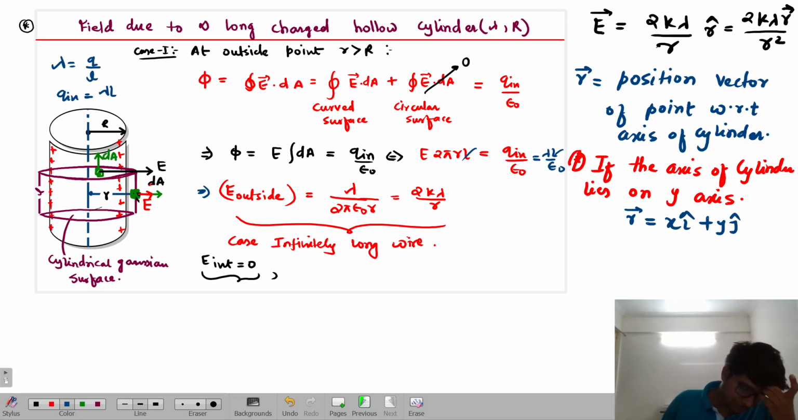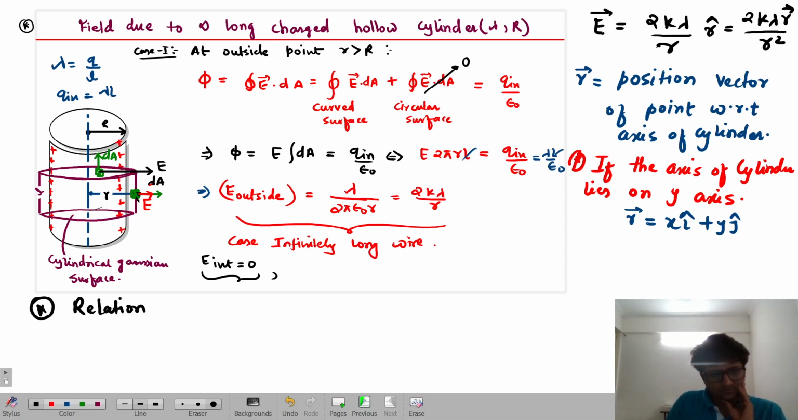Is that clear? Okay. Now, sometimes if the cylinder is given, they do not give lambda of the cylinder. Sometimes they give sigma of the cylinder because it also behaves like a surface density, isn't it? So, right over here, the relation between lambda and sigma of the cylinder.